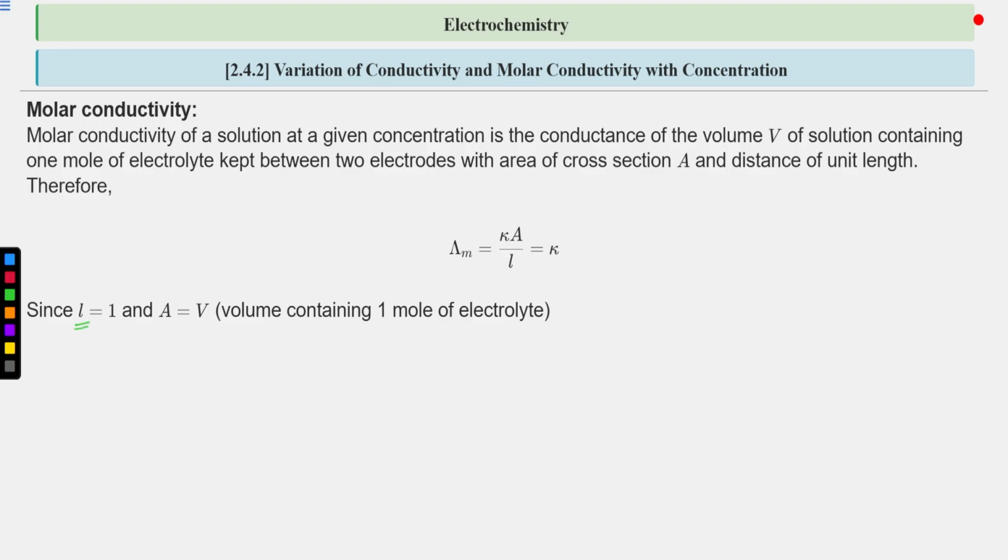Now since length is 1 and area is equal to V, the area will become V. V is the volume containing 1 mole of electrolyte, because volume is defined as area times length, right? Length we are taking as 1, so volume will become equal to area. So lambda m, that is molar conductivity, will become equal to kappa V. Because in the term A by L, L is 1 and A becomes equal to the volume V. So lambda m equals kappa V. This equation is equation 2.22 in our NCERT textbook.